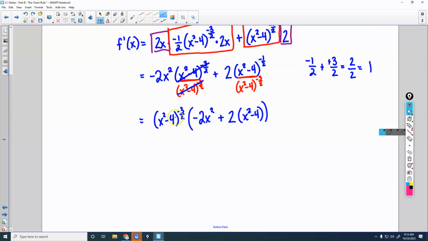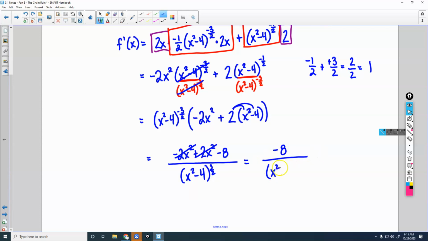So I'm going to send the negative exponent stuff to the bottom. I'm going to distribute right here. So I'm going to have negative 2x squared plus 2x squared minus 8 over x squared minus 4 to the 3/2. The negative 2x squared and the positive 2x squared are going to cancel out. I'll just get negative 8 over x squared minus 4 to the 3/2. There, it'll probably be left like this.